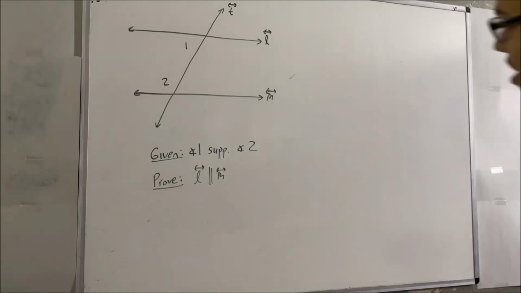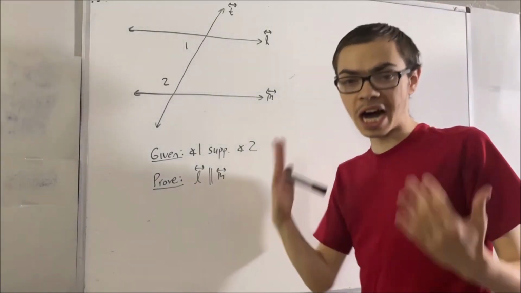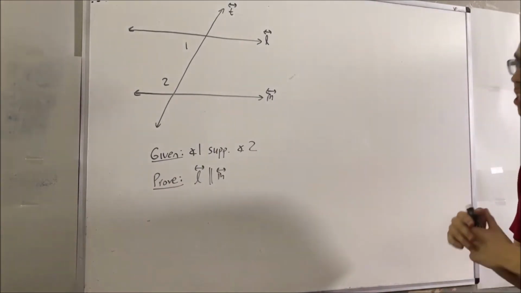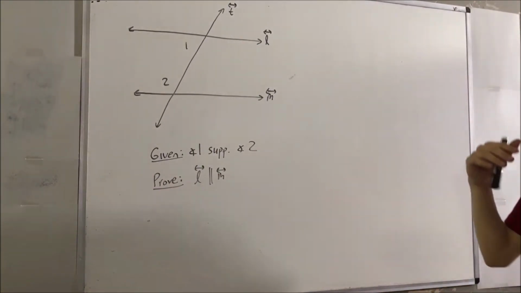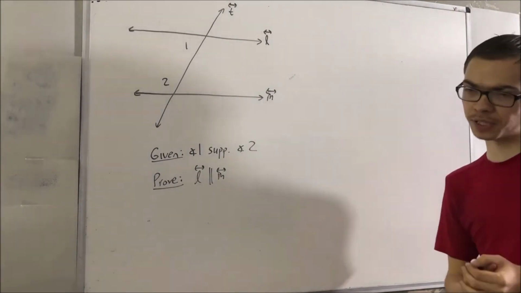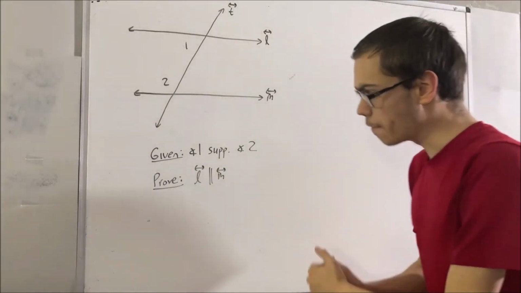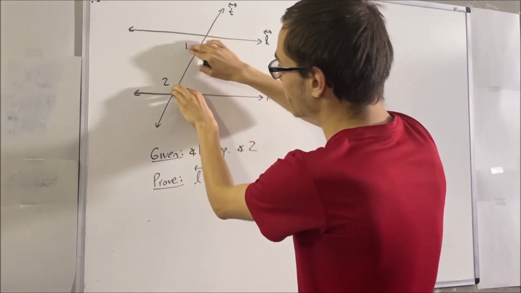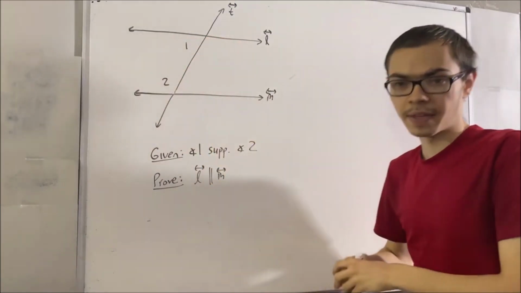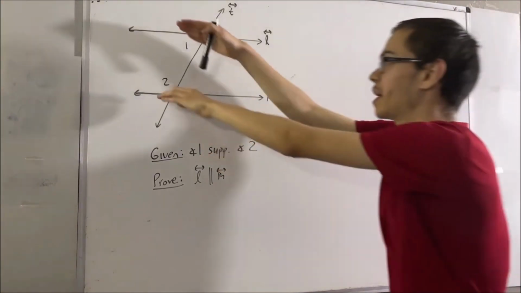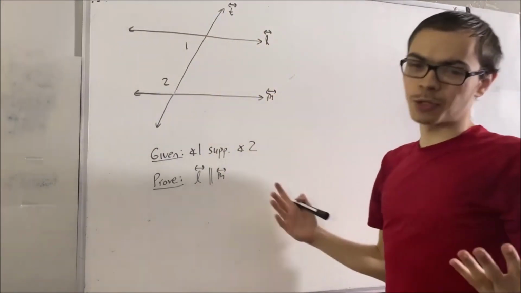Alright, so in this video, we're going to talk about the converse of the same side interior angles theorem. And the whole idea of the converse of the same side interior angles theorem says that if a pair of same side interior angles are supplementary, then the lines must be parallel. And that's really the whole idea.